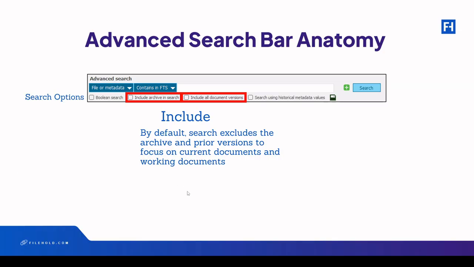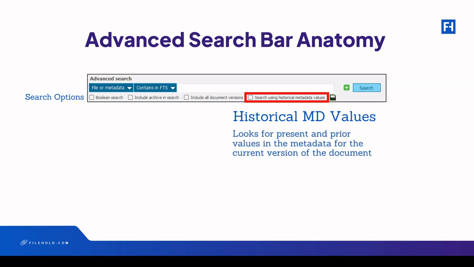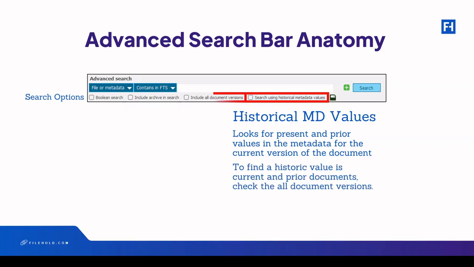Now, with include, we also have search using historical metadata value. And it's kind of related to the same thing as include. This is where it looks for present and prior values in the metadata for the current version of the document. So if someone's changed a metadata value, we can still search that using the historical metadata fields because that is still in the FileHold database, which is still in SQL in there, ready for us to access. Now, if you want to find historical values in current and prior documents, we're going to want to check both of these.